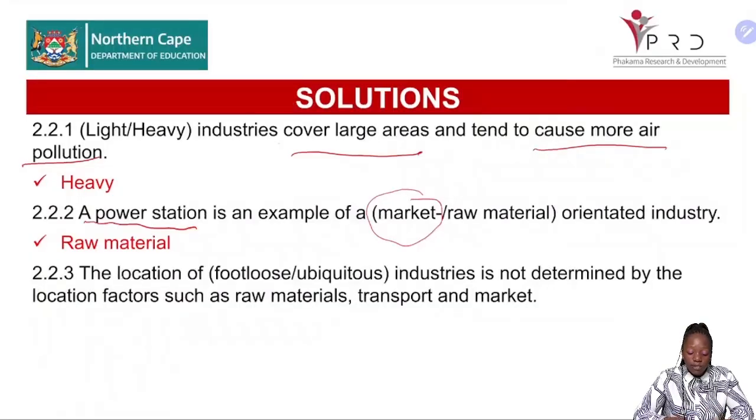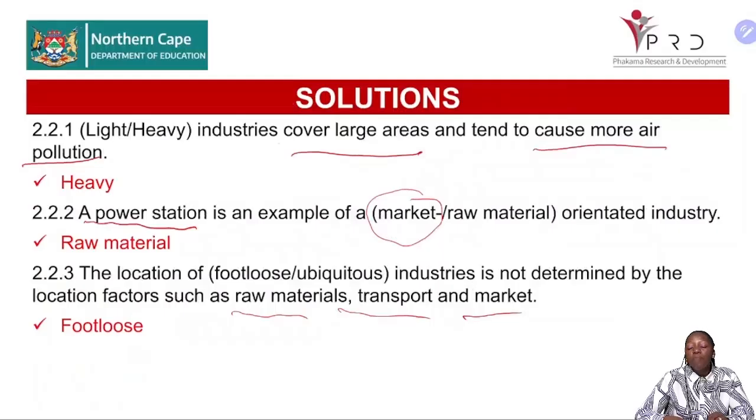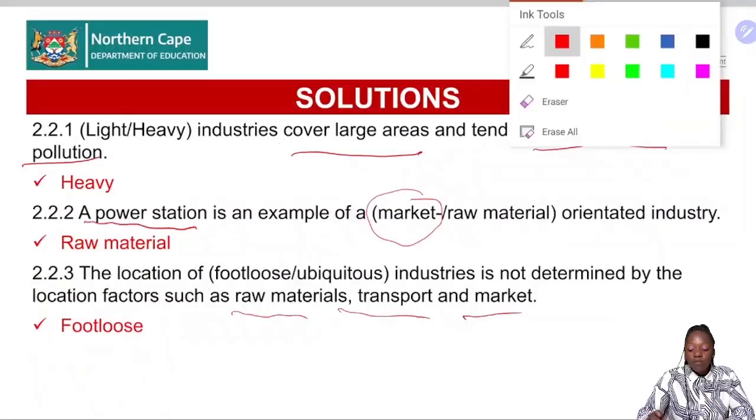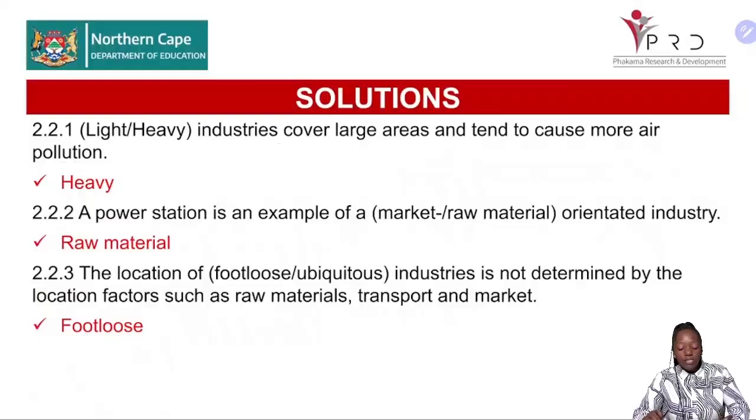Then 2.2.3, the location of footloose or ubiquitous industries is not determined by the location factors such as your raw material, your transport, and your market. We are looking at your footloose. Remember, the footloose are types of industries that have products that do not expire and do not need any specific conditions to be handled because their goods do not expire. We're talking about goods like electronics and computers.